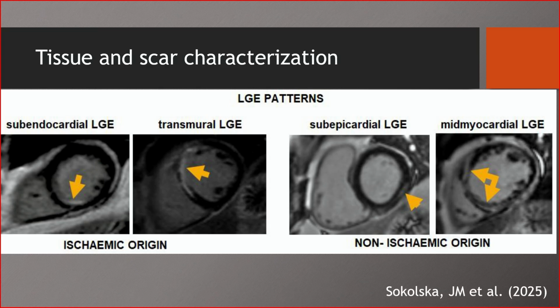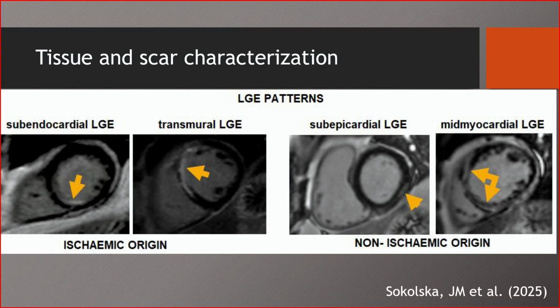If you have an ischemic origin, so let's say there's an RCA occlusion, or like in this patient, you will find here that there's a subendocardial late gadolinium enhancement in the inferior wall. This is a transmural LGE.